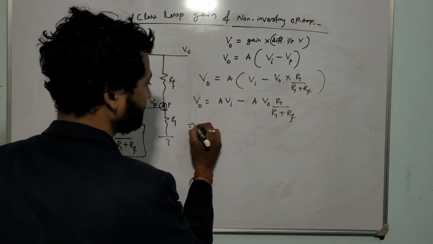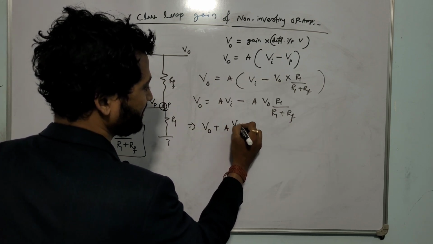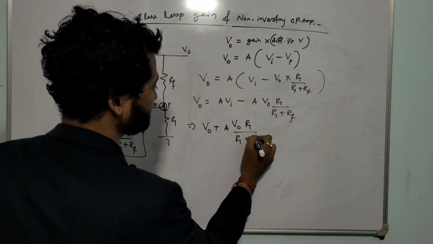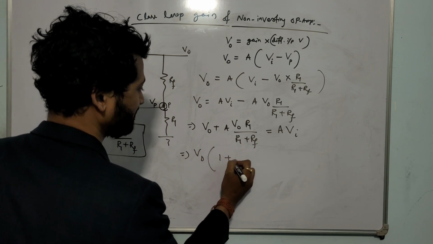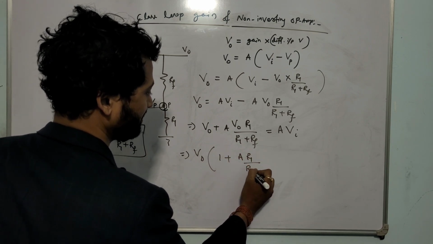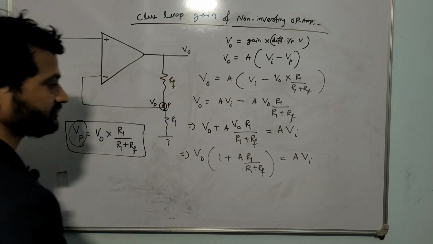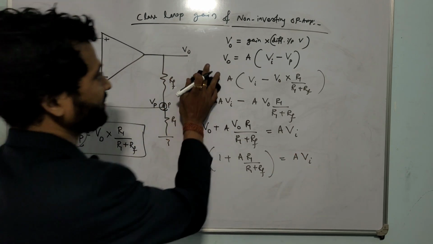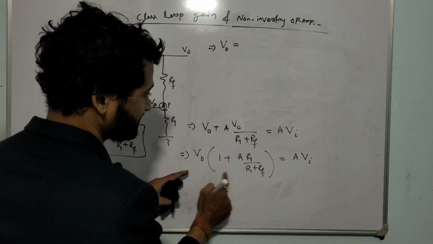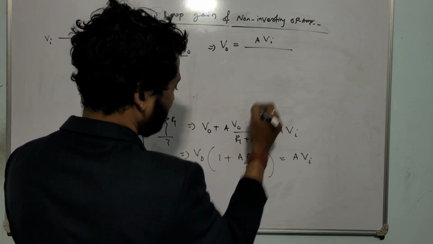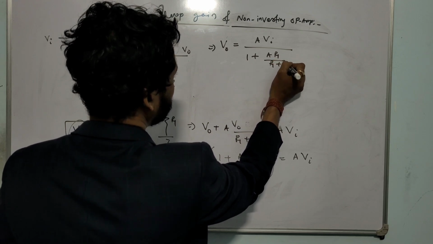Okay, clear. Then do one thing, bring this whole part to this side, meaning it is V naught plus A V naught R1 by R1 plus RF will be A into VI. Then we can take V naught as common, so 1 plus A into R1 by R1 plus RF is equal to A into VI. Okay, so final expression here I am writing. So now we can write V naught is equal to A into VI by this parameter 1 plus A into R1 by R1 plus RF.